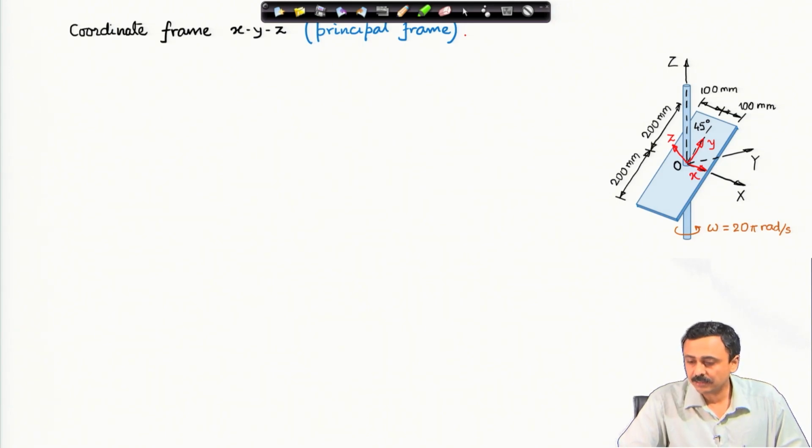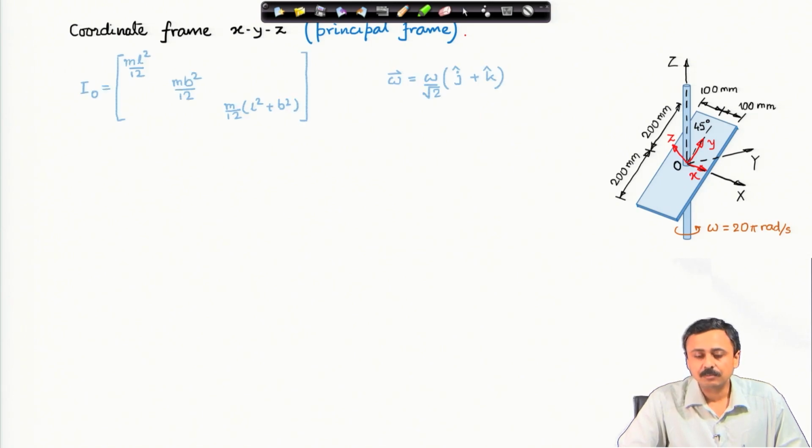We have to calculate the angular momentum about that point O. Therefore, I need the moment of inertia tensor, and for a thin plate, you might know from mechanics that this is the moment of inertia tensor. Other terms in this tensor are all 0. I have not written them. Therefore, we have only the principal diagonal, and the angular velocity also I have to represent in this frame x y z.